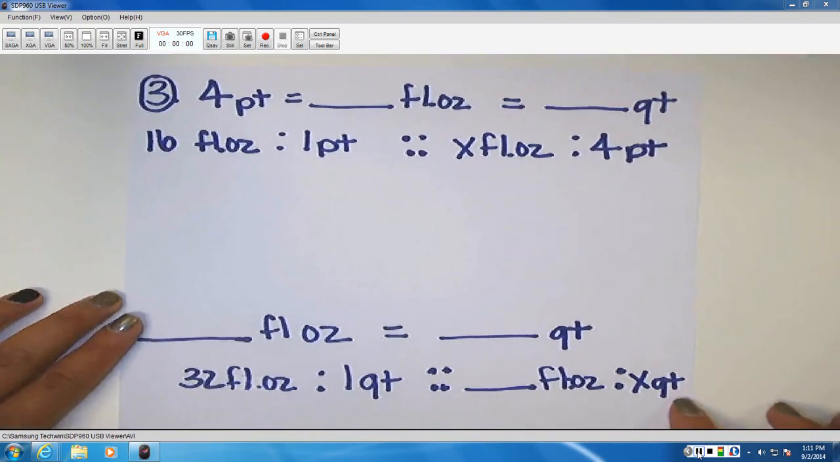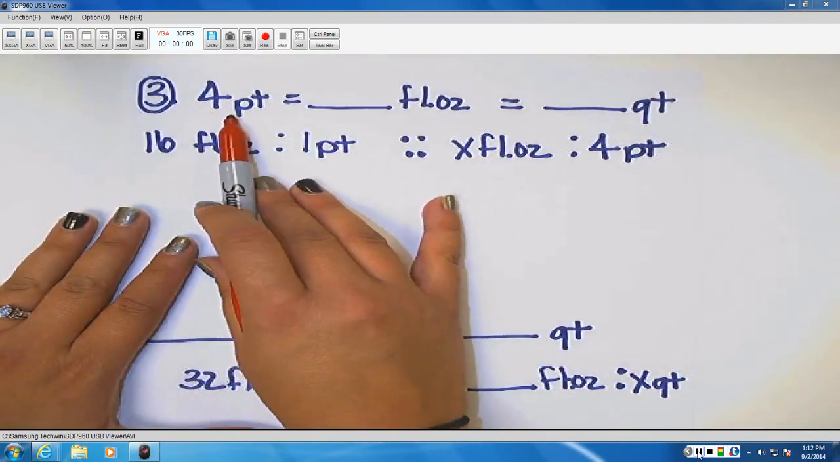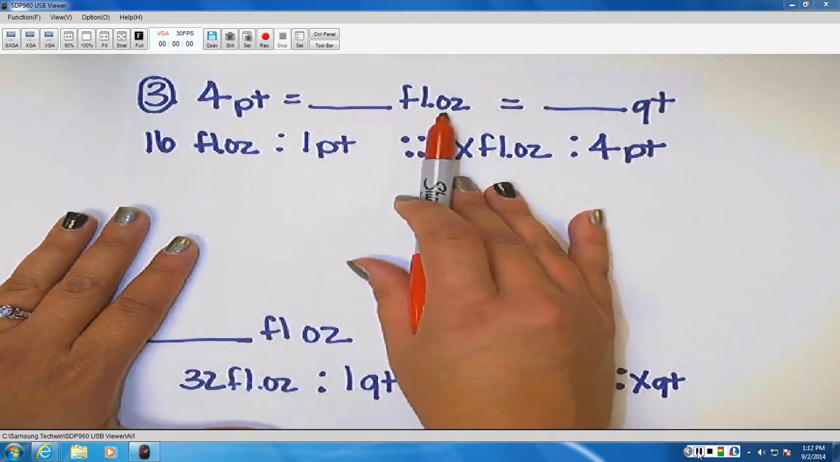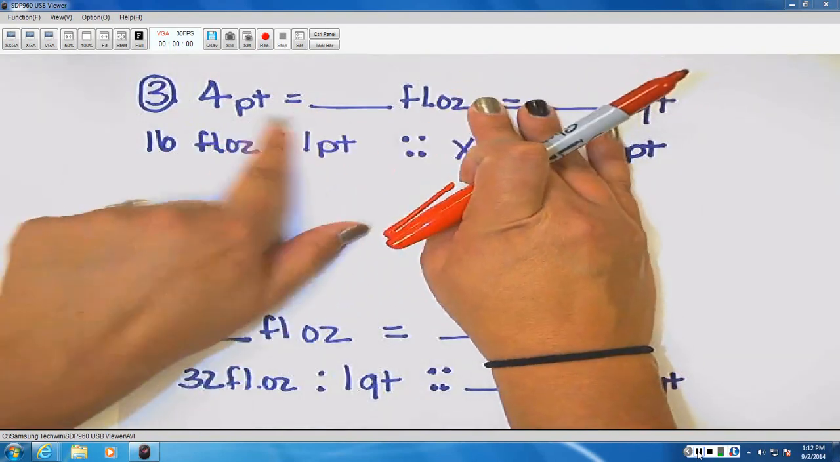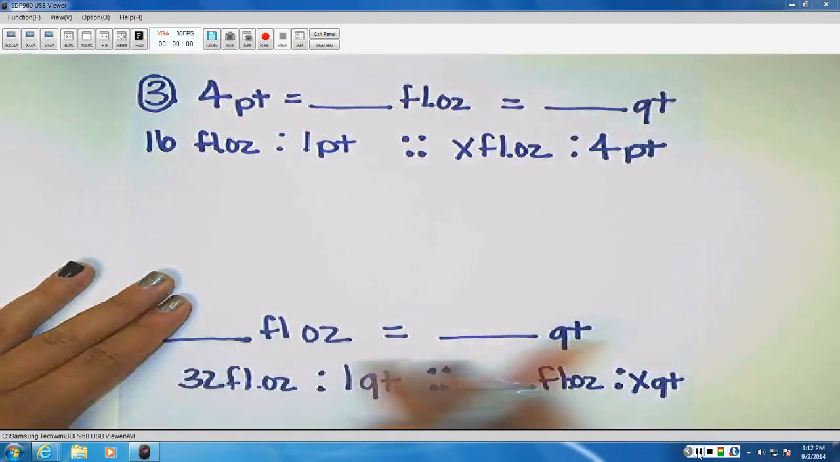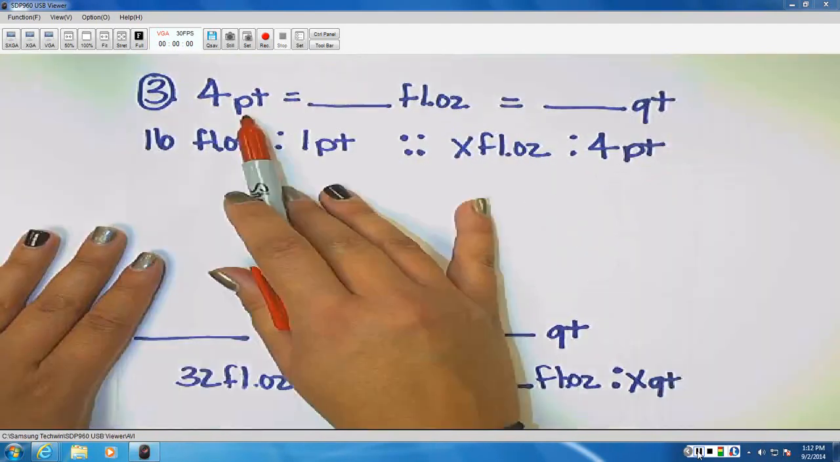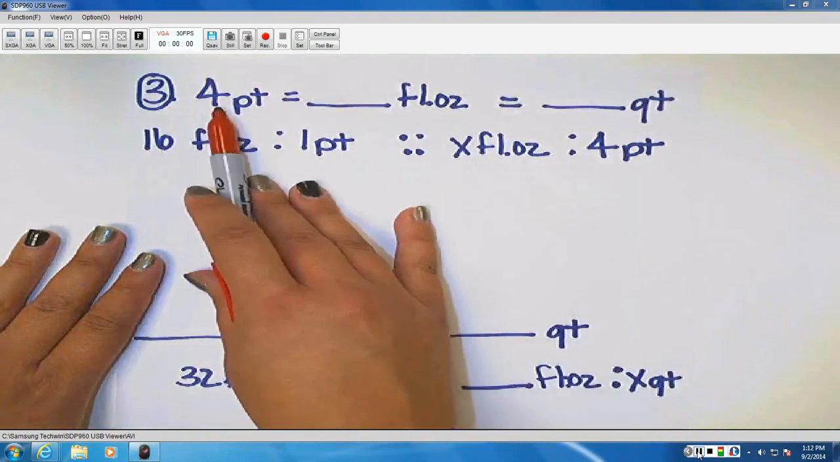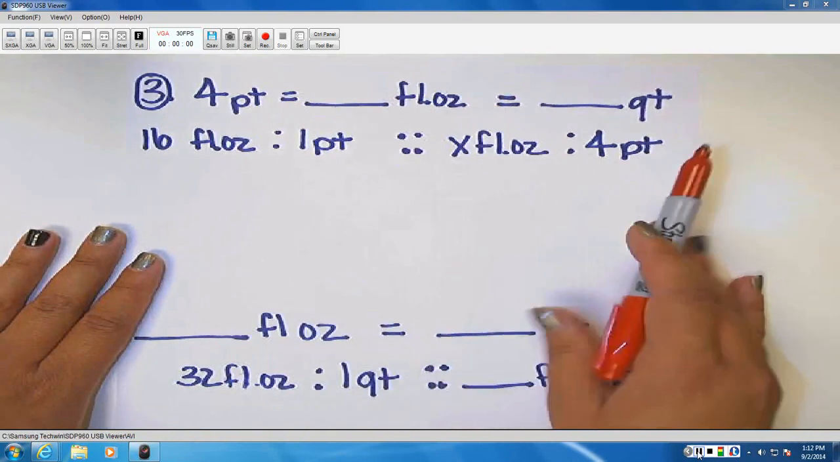Now, number 3 might look a little bit intimidating, but it's really not. It basically is just 2 proportion equations in one. So it wants to know 4 pints equals how many fluid ounces, which equals how many quarts. So you're just going to do this first equation first, and whatever answer you get, you'll then plug in down here and do your second equation. So once we figure out how many fluid ounces are in 4 pints, then we'll figure out how many of those fluid ounces is in 1 quart.